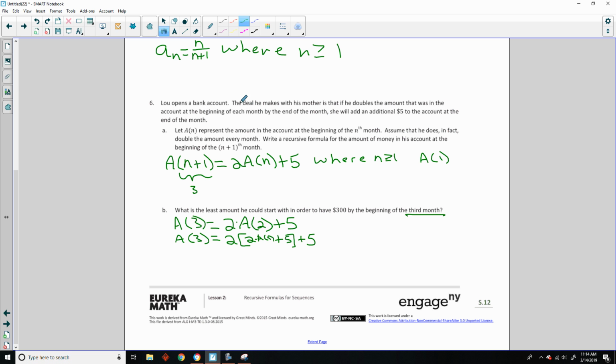So it says here the deal he made with his mother is that if he doubles the amount that was in the account at the beginning of each month, by the end of the month, she will give him $5. So if I double my first month, I get $5 at the end of the first month. So then if I double that amount, she'll give me $5 again. So that's why there's this 2 times the quantity from the first month with the bonus. So the second month is 2 times the first month plus another $5.